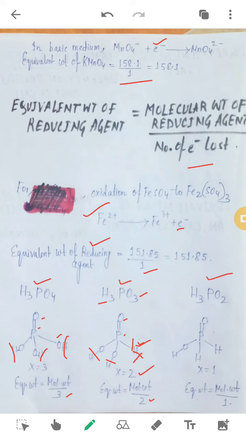In the next case, H3PO2, you can see just one hydrogen will be replaced per molecule. Hence, this is the condition. So mostly the formulas will go this way, and you can do the problems according to the formulas and whatever the question demands.